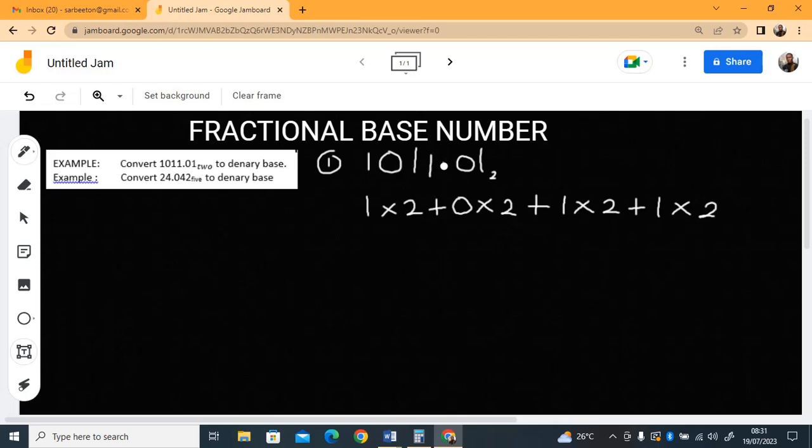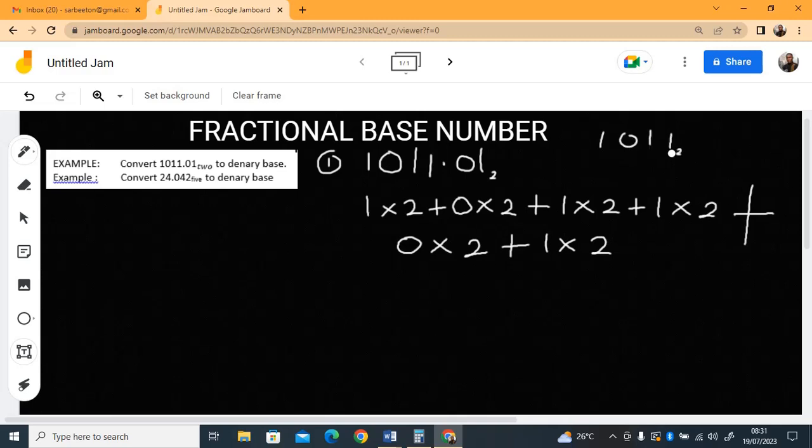Now there's a point here. What I tell my students is that you should put a big plus to differentiate the whole number from the decimal part. So you put a big plus there. Then you have 0, right? Next one, 0 times 2, plus 1 times 2.